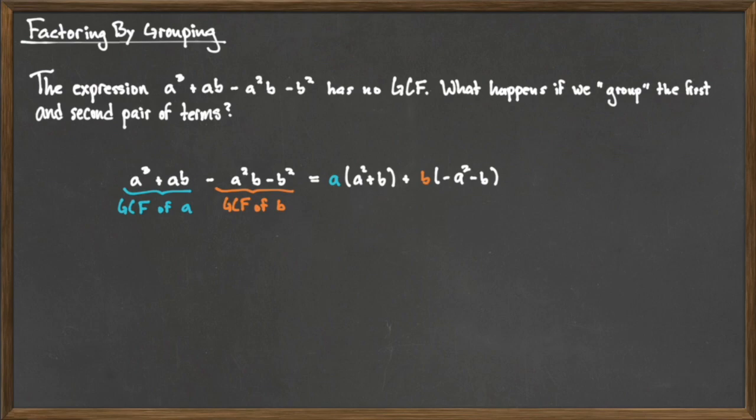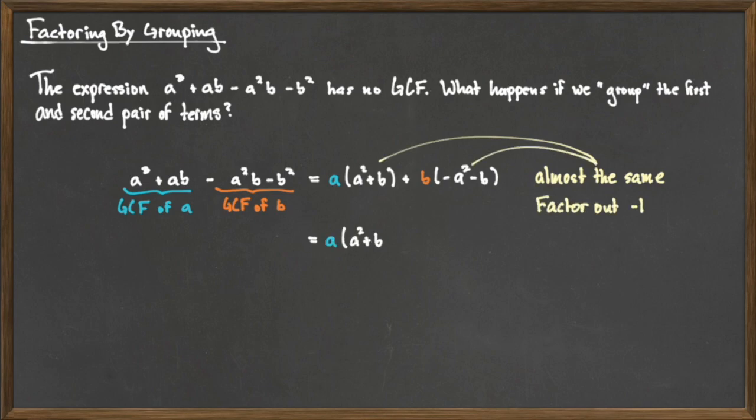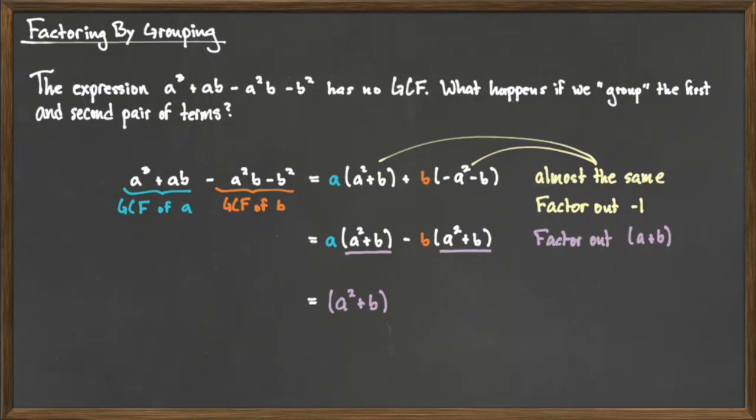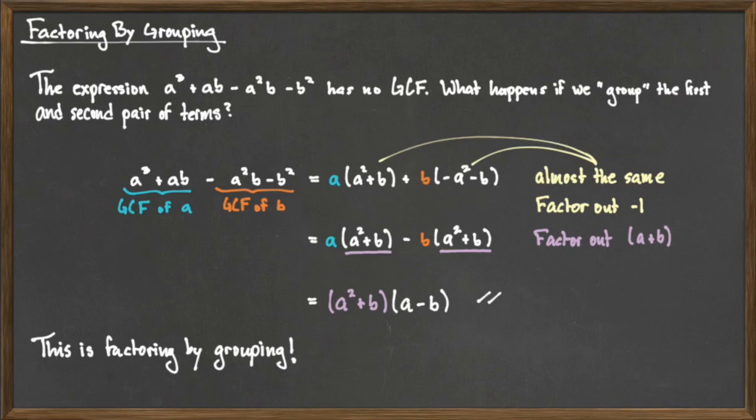And what I want y'all to notice is that the quantities inside the parentheses are almost the same. They would be the same if the negatives in the right quantity weren't there. However, like we talked about before, I can factor out a -1 and change all the signs. Doing so is going to get me a times a squared plus b minus b times a squared plus b. So by factoring out a -1, I see a squared plus b show up in two places, meaning that I can factor it out as though it were a greatest common factor. Doing so is going to get me the answer of a squared plus b times the quantity a minus b.